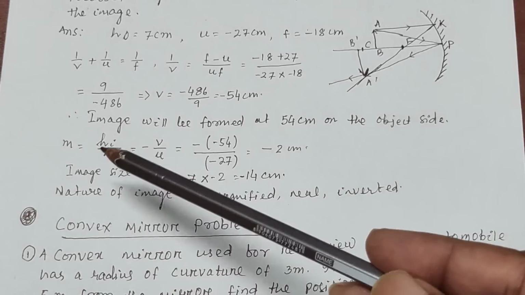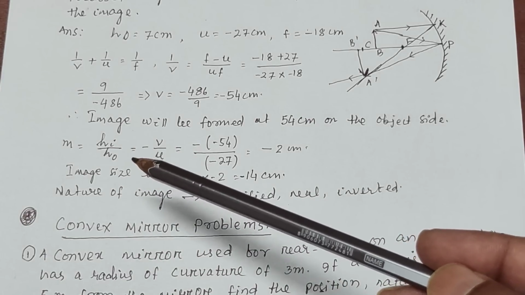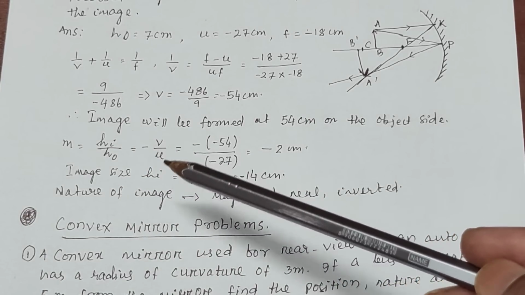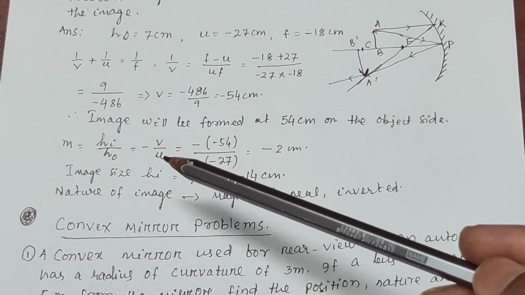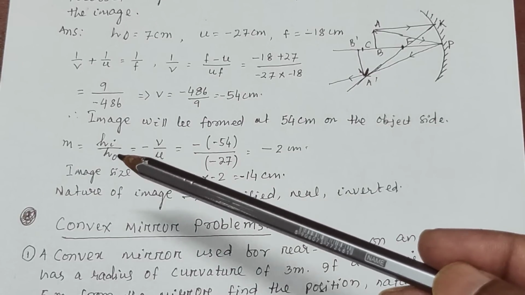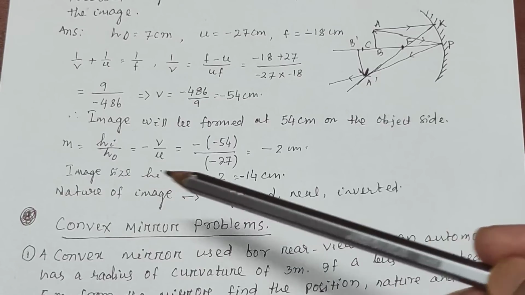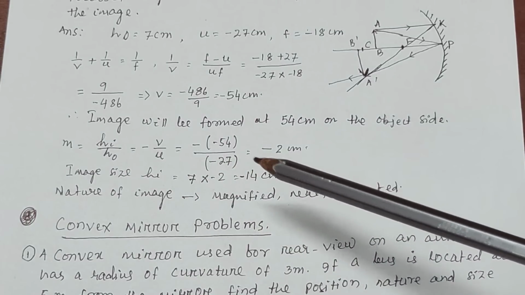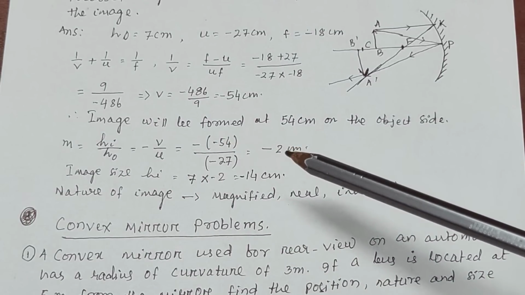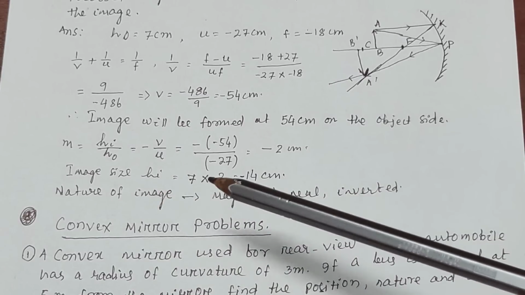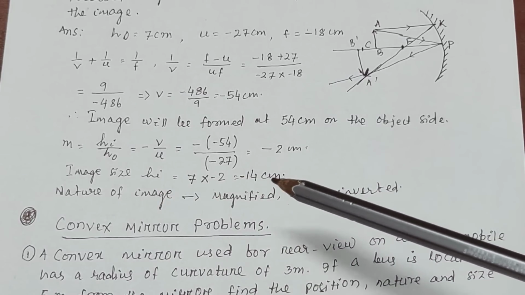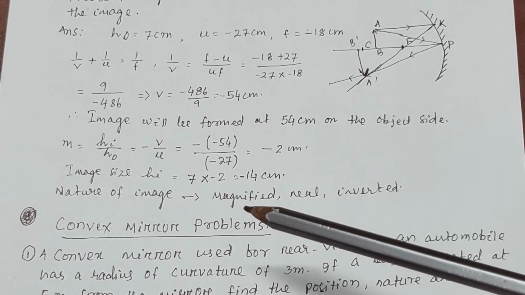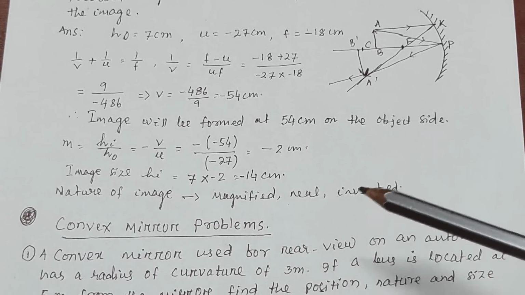Using the formula for magnification, m equal to hi by ho, that is equal to minus v by u, and putting the value of ho, object height, you can get magnification value. Image height is 2 centimeter, so image size will be 7 into 2, 14 centimeter. So the nature of the image is magnified, real and inverted.